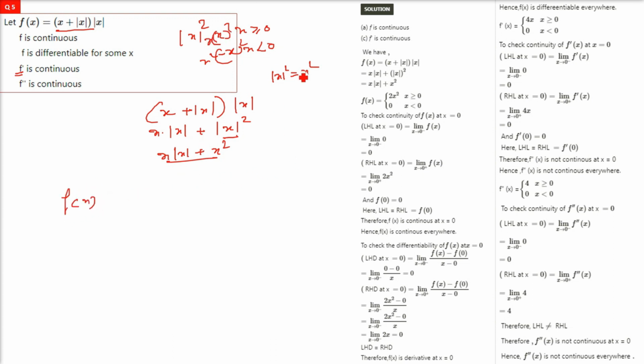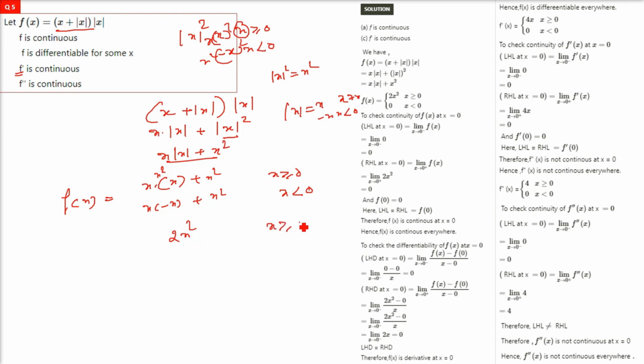The proper f(x) will be only dependent on the modulus which is left here. So modulus x is x when x is greater than or equal to 0, and negative x when x is less than 0, right? So we'll write it here: x into modulus x, when x is greater than or equal to 0, this modulus x will be positive x. When x is less than 0, it is going to be negative x. So just replace this modulus x by negative x. So x into x will be x square plus x square is 2x square.